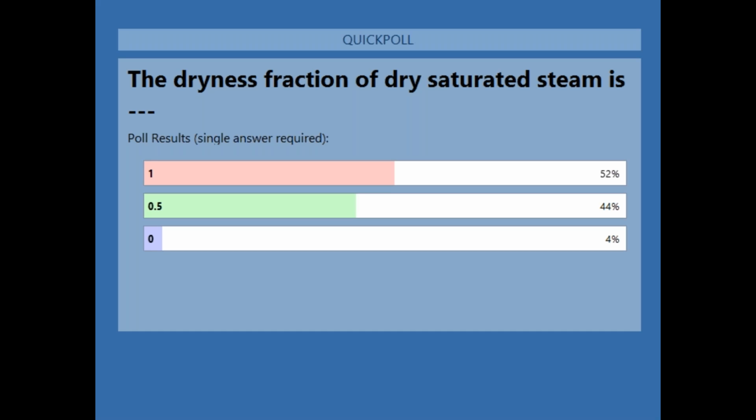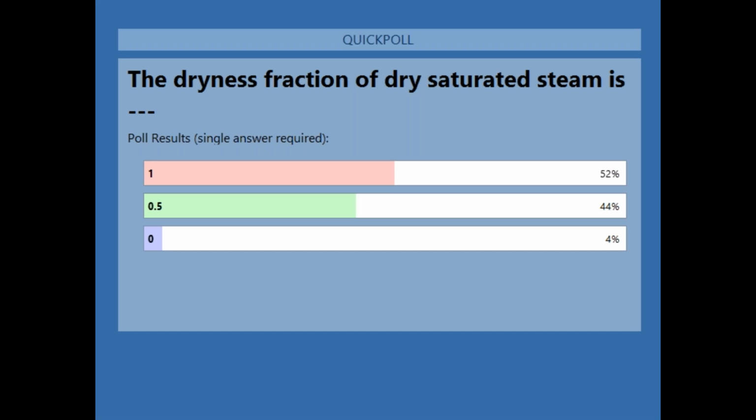48% of the students have got it completely wrong. Okay, so please note that when you talk about dry saturated steam, the dryness fraction is 1. If you talk about saturated liquid, the dryness fraction is 0. And anything in between, that is between saturated liquid, that is saturated water, and dry saturated steam, the dryness fraction would take a value between 0 and 1.